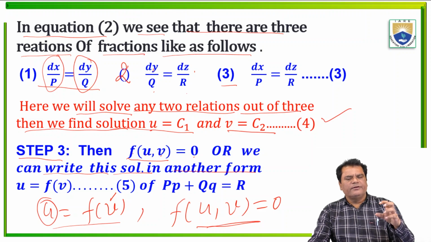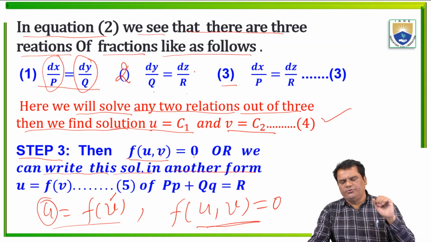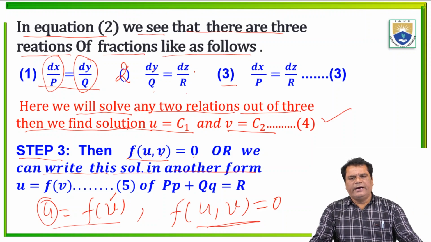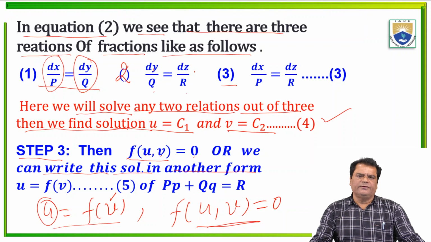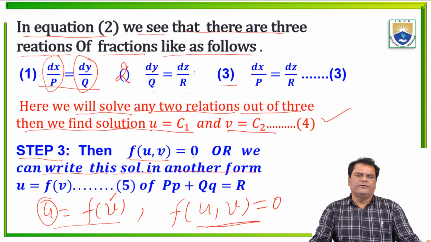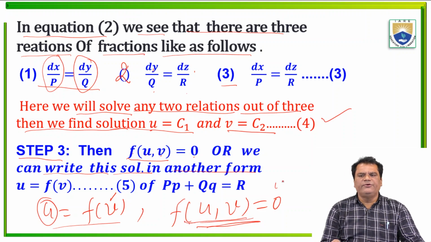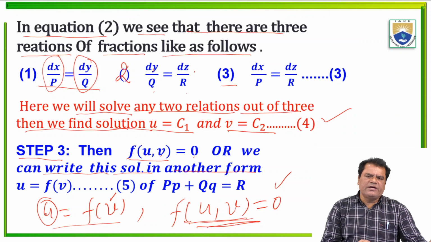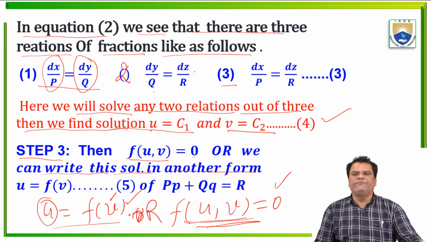u is the first solution, found by taking one relation, meaning fraction 1 equal to fraction 2. v is the second solution, found from the second relation, either fraction 2 equal to fraction 3 or fraction 1 equal to fraction 3. So we solve any two relations out of three. Then we get first solution u and second solution v, and we find the complete solution f(u, v) equal to 0. This is the first way to write the solution. The other way is u as a function of v. So this is the complete solution; any one form we can write.